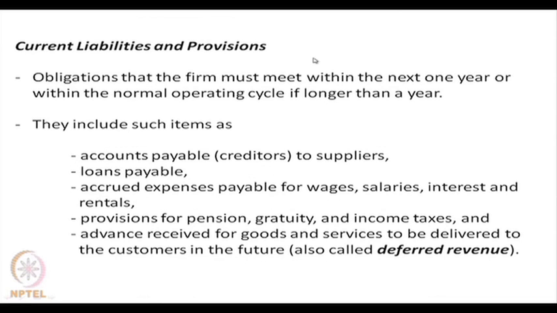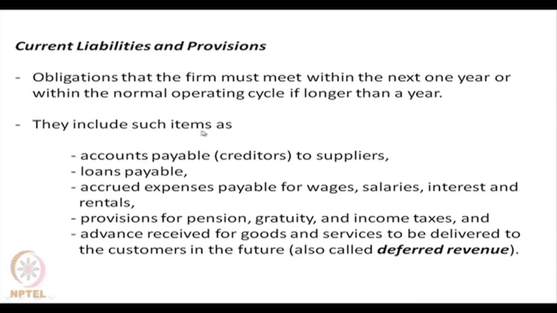Then we talk about current liabilities and provisions. Under current liabilities, these are basically obligations that the firm must meet within the next 1 year or within the normal operating cycle, if it is longer than a year. We will talk about the meaning of operating cycle in the next slide.